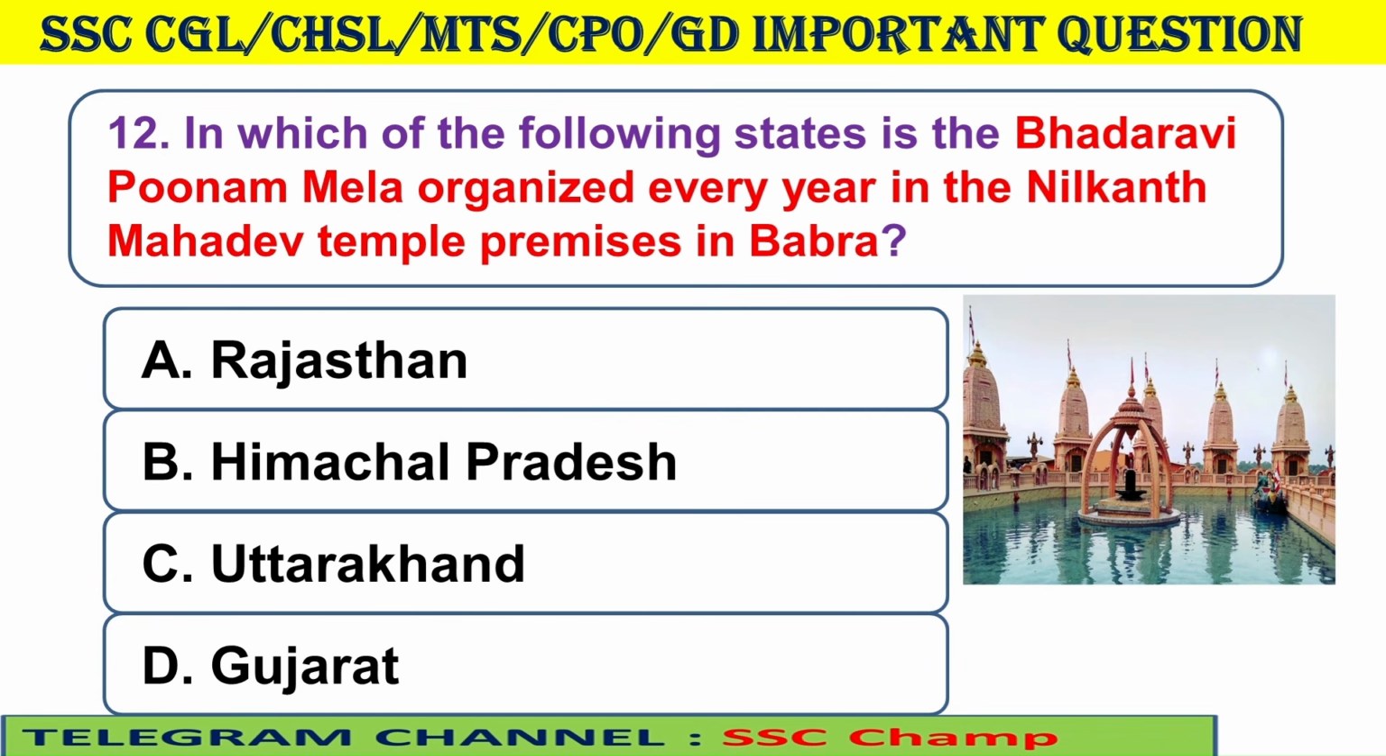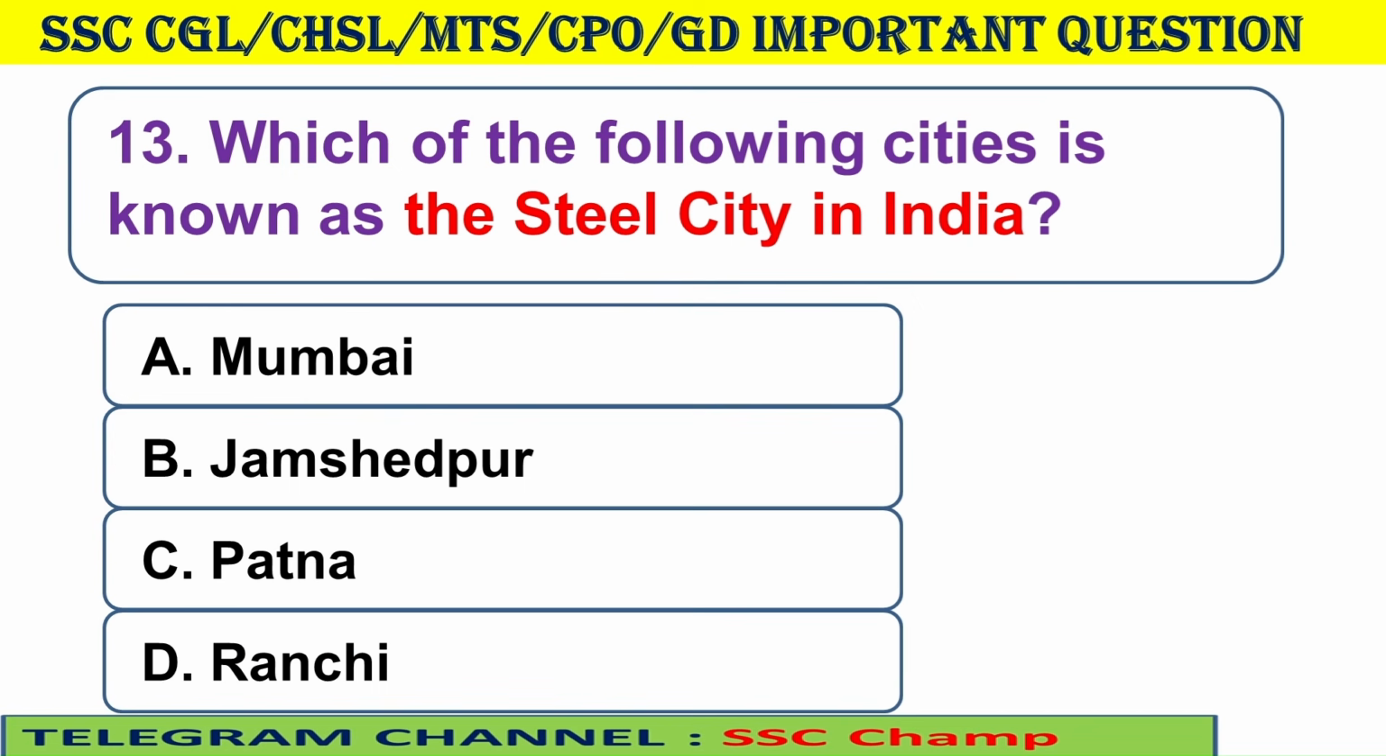Option A, Rajasthan. Option B, Himachal Pradesh. Option C, Uttarakhand. Option D, Gujarat. Correct answer, Gujarat. Which of the following cities is known as the Steel City of India?